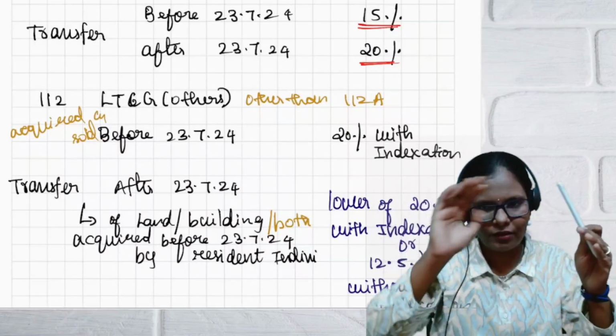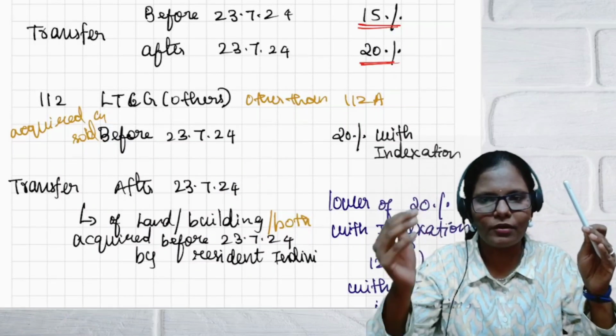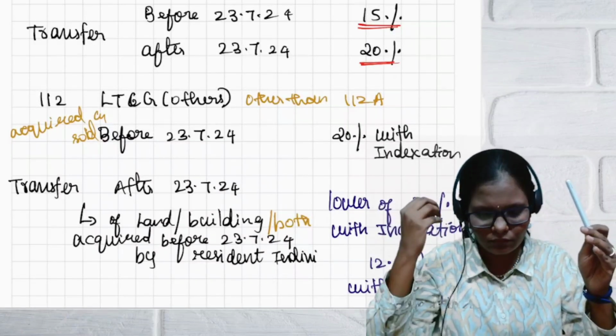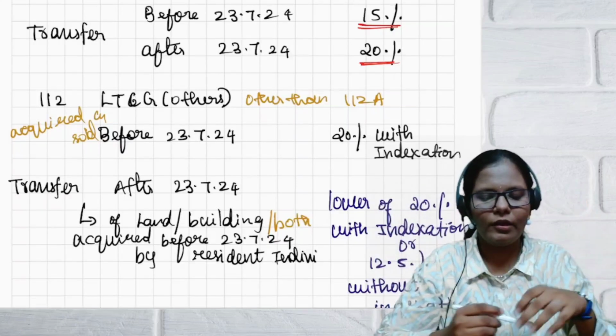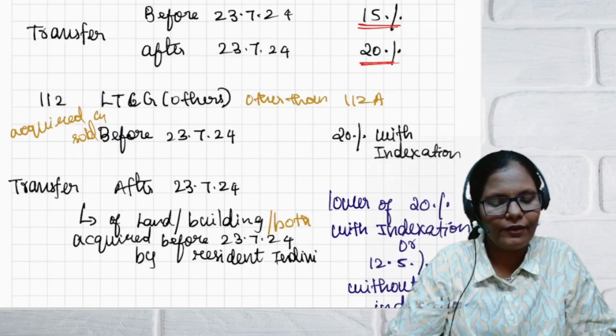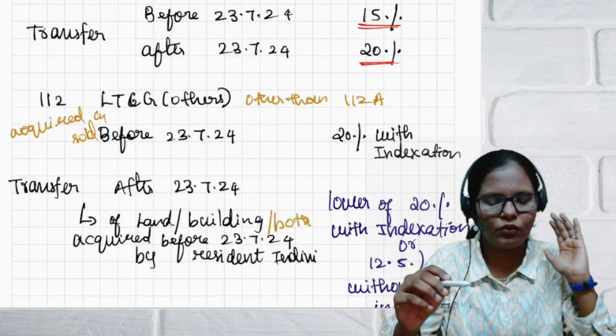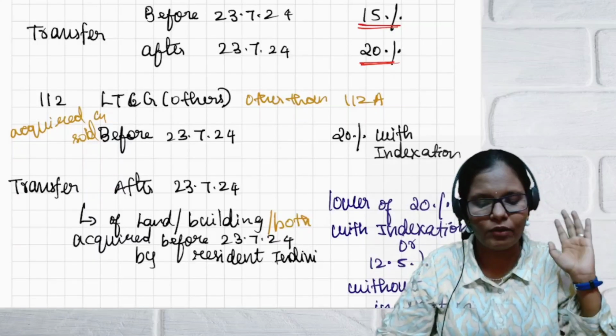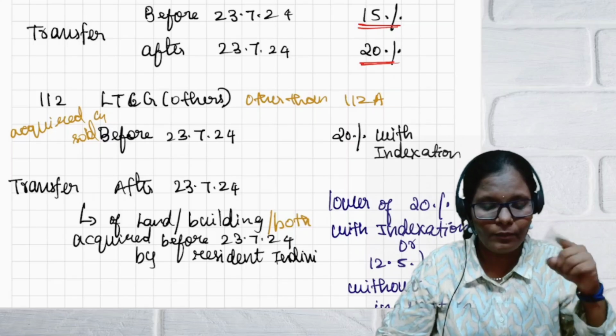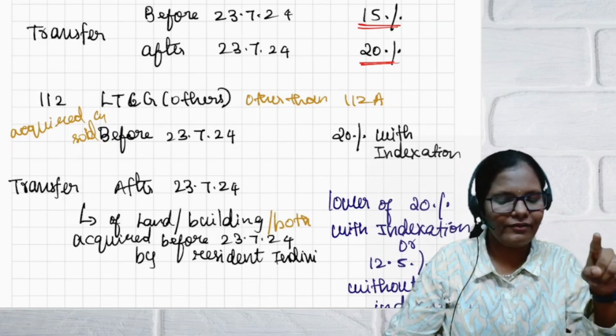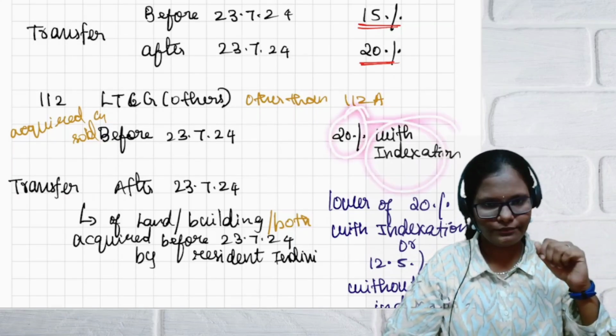Then the next section, 112, long term capital gain, which is other than 112A. That is other than listed equity shares. Any long term capital asset you transferred and you earned capital gain, then the tax will again be classified as transfer before, transfer after. Transfer before 23/7/2024, transfer after 23/7/2024. If you transferred before, then your tax will be 20% with indexation.